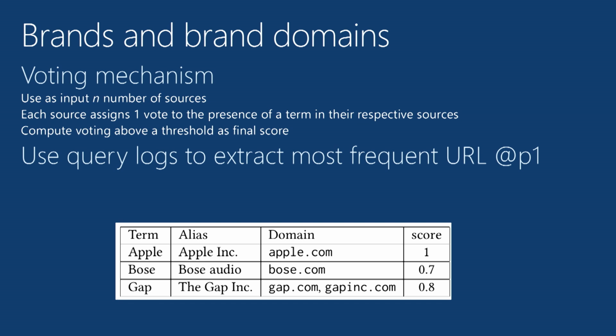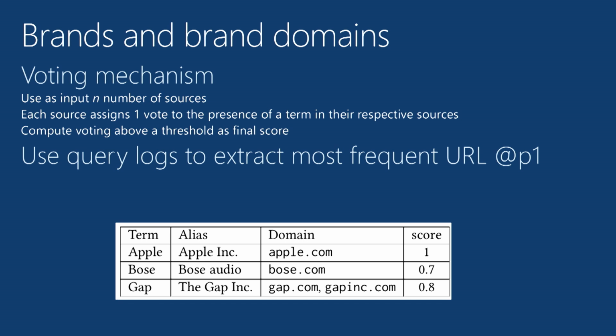each source will vote if they see this particular term or token. And if this goes above a specific threshold, we can derive with some confidence that Adidas is a brand or Nike is a brand. Once we do this, we go into the search query logs and try to extract the most frequent domain at position number 1. This is good because it gives us, for a particular term, Apple, an alias, for example, Apple Inc., Apple Computer, they're all pointing to apple.com, which seems to be the dominant domain for this brand.